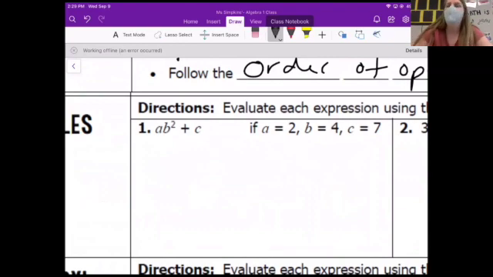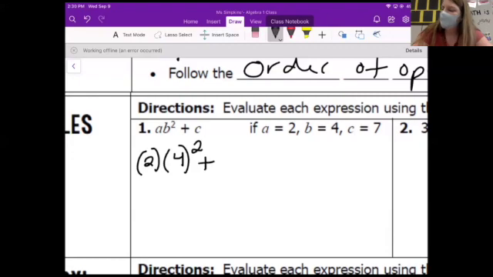Okay? So let's do number 1. So A is worth 2. So I'm going to replace that with my parentheses. B we said was 4. I'm going to replace that with my parentheses. And notice that it's squared. Plus C is 7. So now all of my letters now have a value. So A is 2, B is 4, C is 7. And we want to follow order of operations.